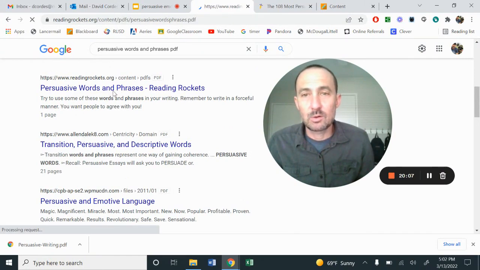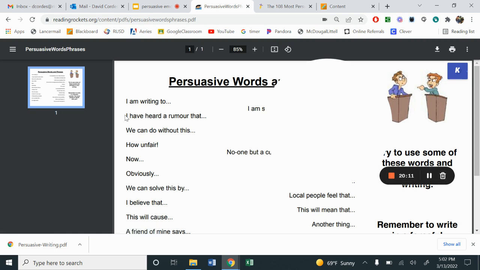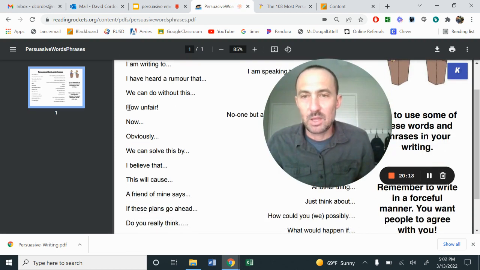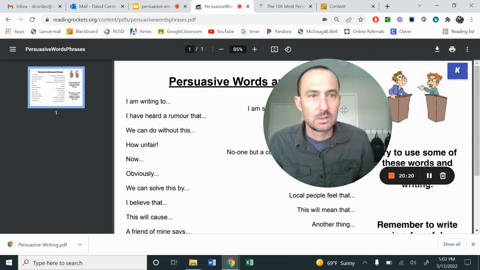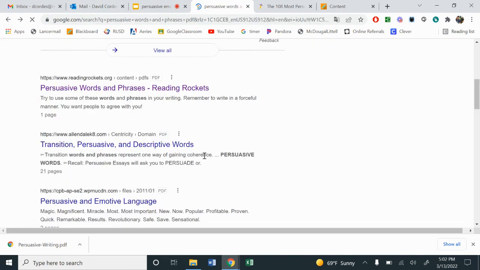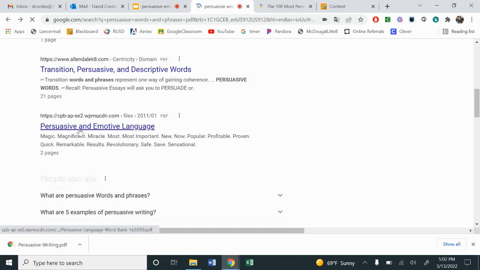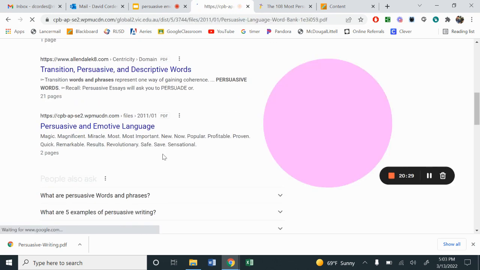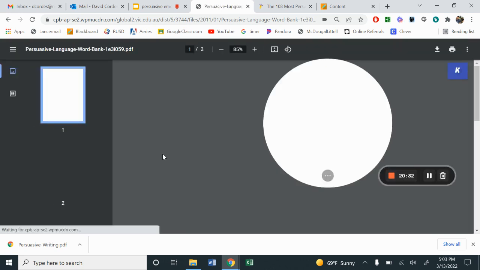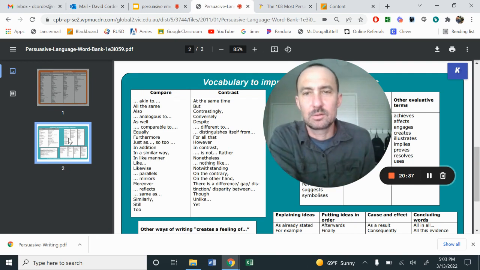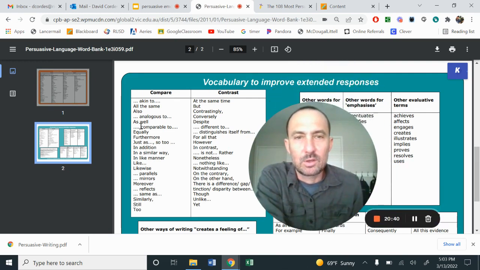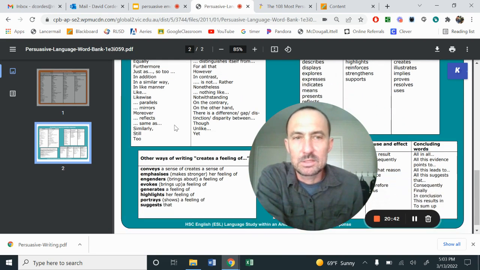Readingrockets.org. That sounds pretty good. Persuasive. Okay, same. Obviously, this will cause, if these plans go ahead. Yeah, that looks a little bit elementary right there, though. And that's okay. But why don't you take a couple minutes, persuasive emotional language. I'm like a kid in a candy store right now. Take some time to start to go through. Oh, look at the jackpot. We did it. We did it. Great job, guys. Look at vocabulary to improve extended reasoning.